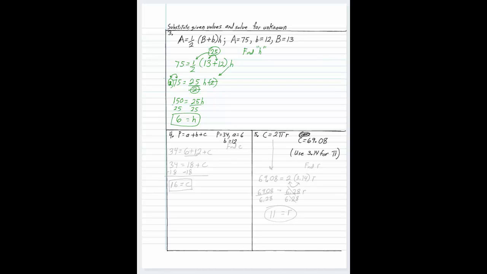For number 4, we have P equals A plus B plus C. I know that P is 34. I know that A is equal to 6. And I know B is equal to 12. So what we have to do is find C. Well, 6 and 12, I know that adds up to 18. And then to get C alone, let's subtract 18 from both sides. And our answer is 16 equals C.